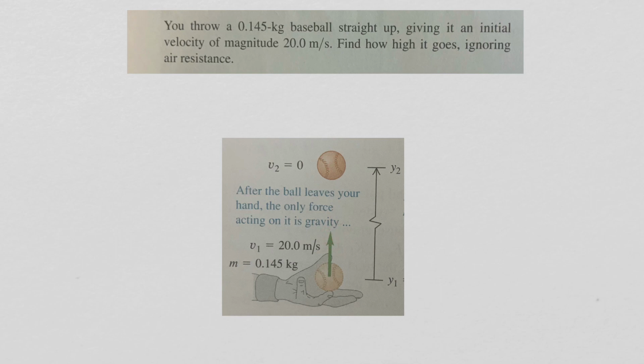And it stops for an instant of time at position Y2. At that position, it has speed of 0 meters per second. The question is, how high did the ball go? Basically, what is the vertical displacement here? Y2 minus Y1. So to solve this problem, I will use conservation of mechanical energy. Conservation of mechanical energy stated that kinetic energy initial plus potential energy initial will be equal to kinetic energy final plus potential energy final. Why can I use this principle? Because there is no air resistance in this problem.